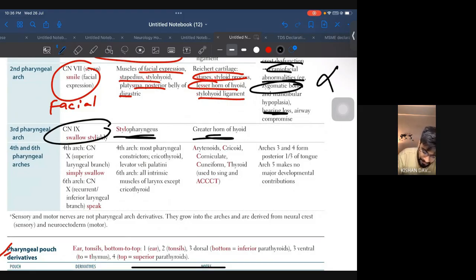So fourth and sixth में पहले fourth का देखते हैं. Cranial nerve 10, superior laryngeal branch, and cranial nerve 10, recurrent laryngeal branch. So swallow and speak दोनों involve होगा यहाँ पे. Fourth arch and sixth arch.